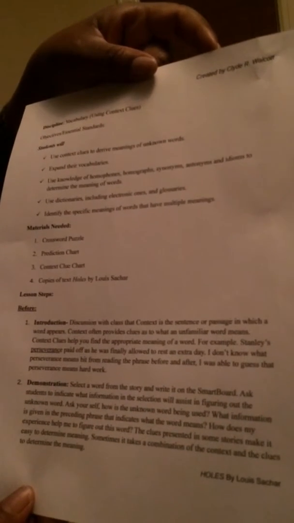The next lesson in the unit, students use context clues. Context clues are very important as it helps the kids to understand words that they don't know and expand their vocabulary. So some of the things we did in the unit, we used the knowledge of homophones, homographs, synonyms, antonyms, and idioms to determine the meaning of words. Students also use dictionaries, including electronic ones, and glossaries. Identify the specific meaning of the words that have multiple meanings.